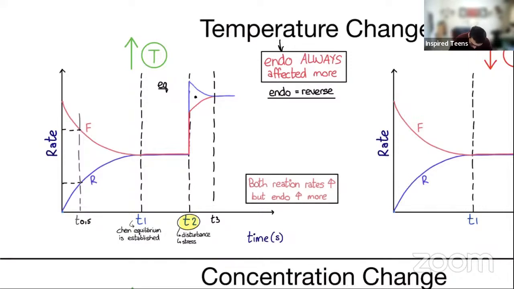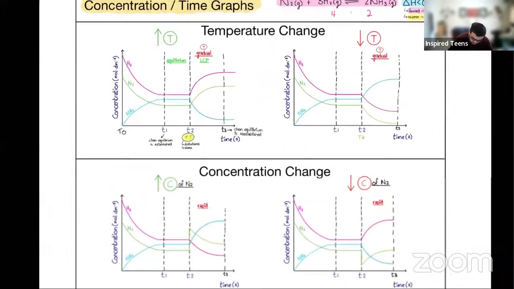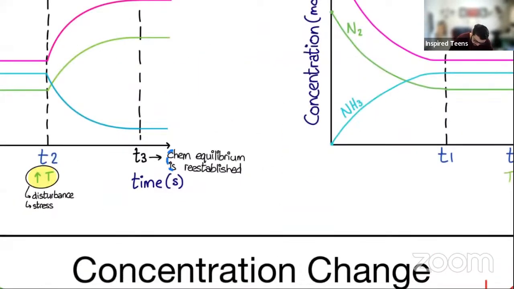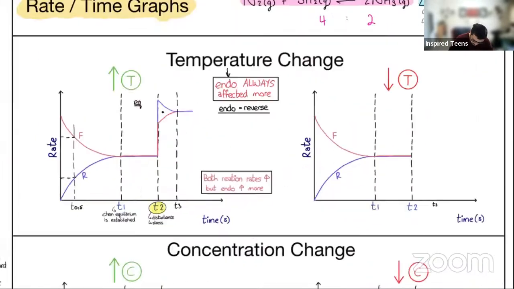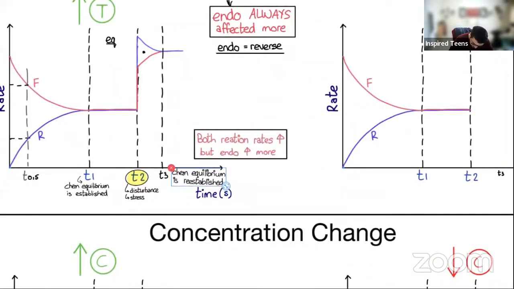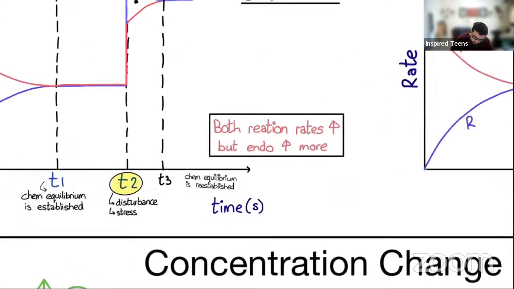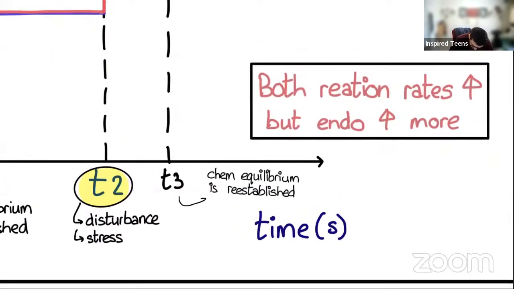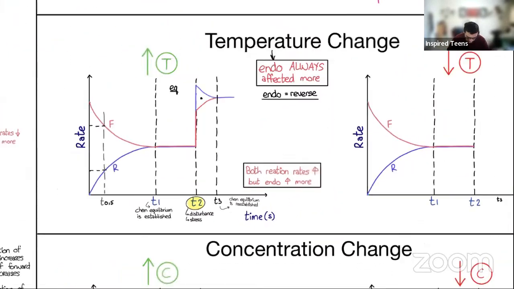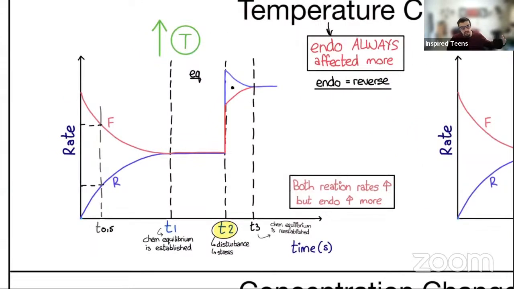So at T3, what happens? You can guess. Chemical equilibrium is re-established. At T3, chemical equilibrium is re-established once the stress is dealt with and counteracted. The system counteracted the stress. Okay, chemical equilibrium is re-established at T3.